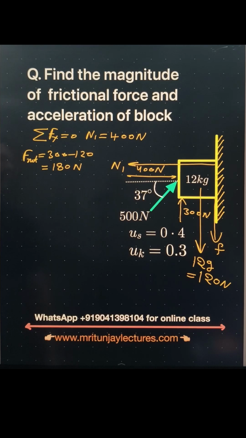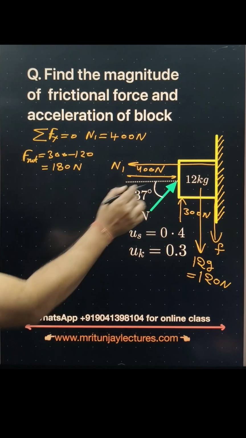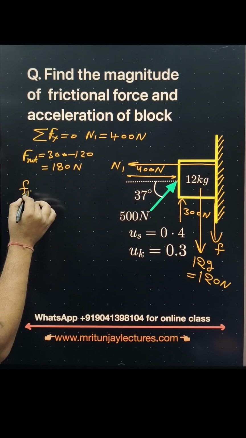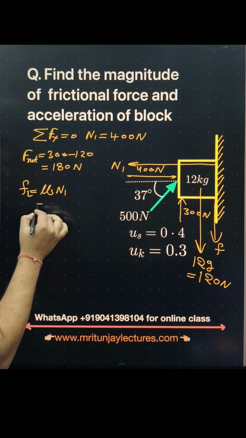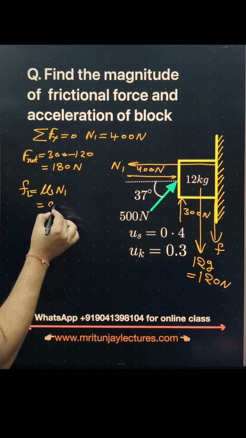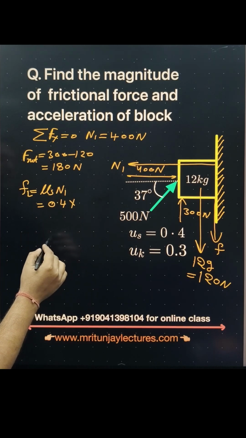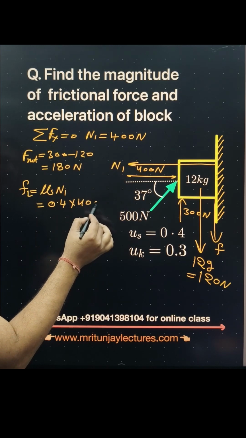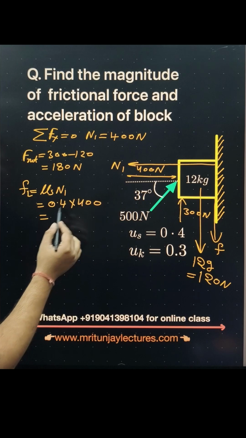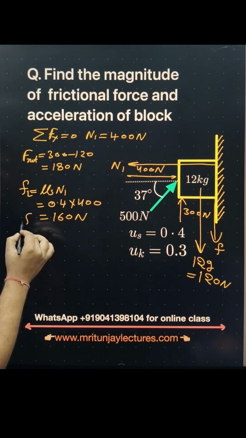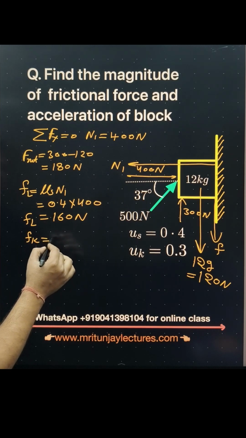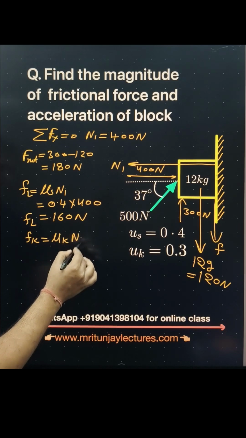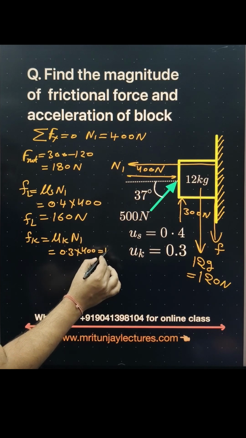So how can we determine F? Simply look here very carefully. First of all, determine Fs or FL basically. FL means mu(s) into N1. Mu(s) is how much? 0.4. N1 is how much? Simply 400. So we got how much? Simply 160 Newton FL. And what about Fk? Fk is simply mu(k) into N1. Mu(k) is 0.3 into 400. So that is 120 Newton.